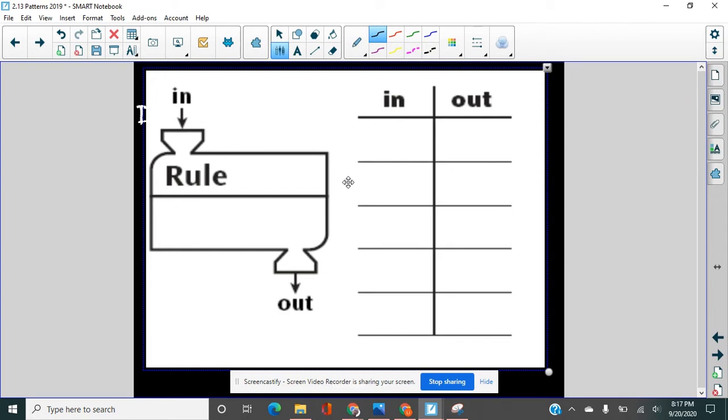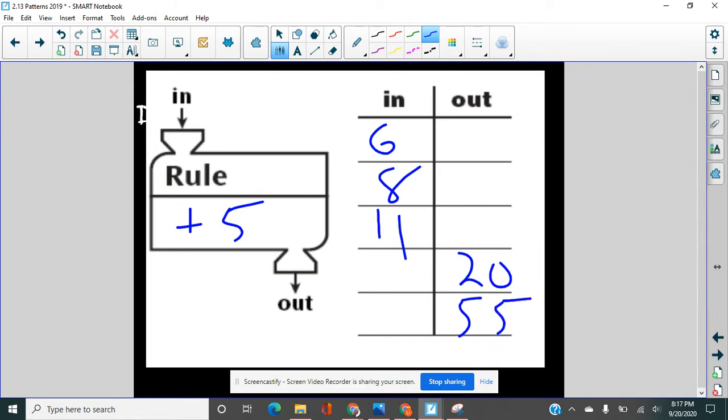So if we have a rule, right? Let's imagine that we have a very basic rule like +5. So we can think about this like this, right? We might know the rule. And so we might have a 6 here and an 8 and an 11. And over here we might have a 20 and over here we might have a 55.